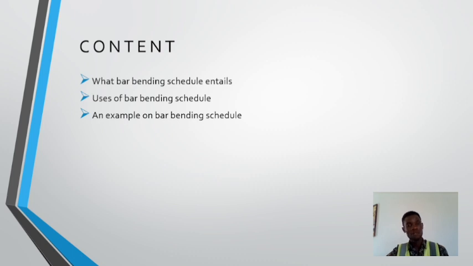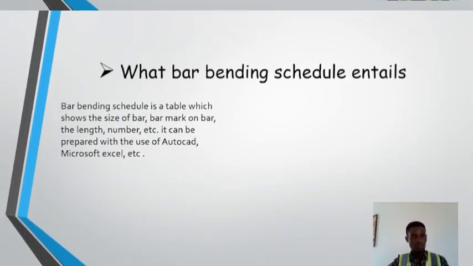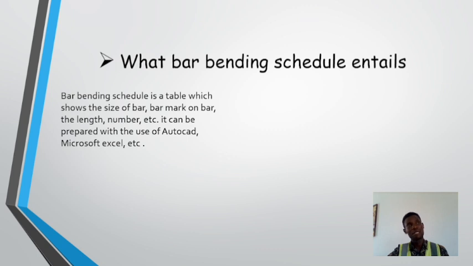So let's go to the content of the video, and see what bar bending schedule entails. A bar bending schedule is just a table that we use for reinforcement work, majorly on reinforcement. Whenever you hear bar bending schedule in construction, it's just a table that shows the size, the shape, the dimension, the length, and the total number of reinforcement needed for a job. That is what bar bending schedule means.